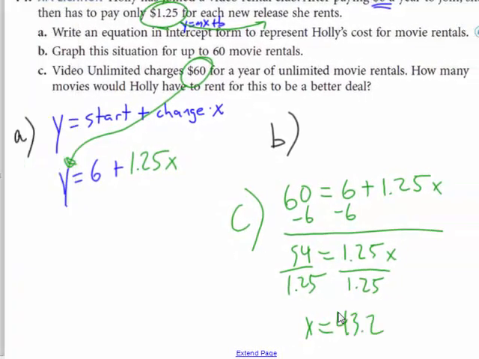43.2. So really, 43 rentals would still be good with this deal, right? 43 rentals. So I'd have to rent 44 for it to be a better deal. So 44 rentals. So 43 doesn't quite meet it, but 44 would make the unlimited much better. So just be careful when you're answering the question in the end.